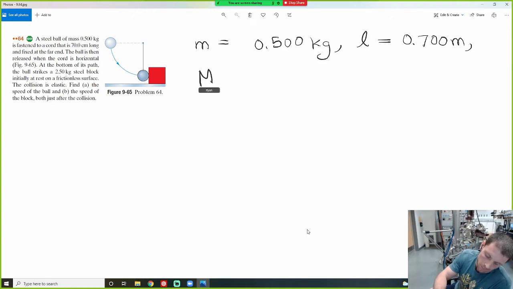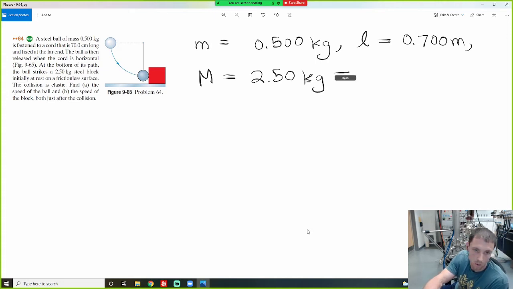And here's where there's something interesting. The mass of the block is 2.5 kilograms, but this just so happens to be 5 times the mass of the ball. You'll see why I'm stressing this and why this is a nice thing to know as we get a little bit deeper into the problem. But I want you to remember that the mass of the block is simply 5 times the mass of the ball, because before we get there, I'll probably have to clear my screen again.